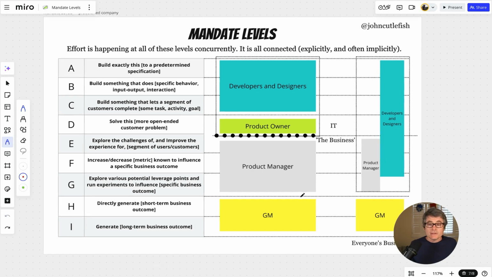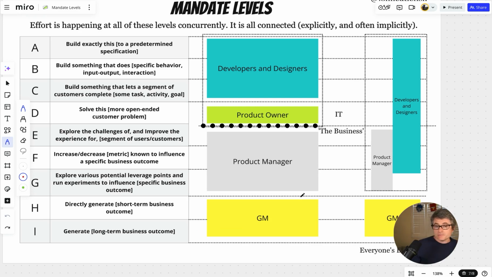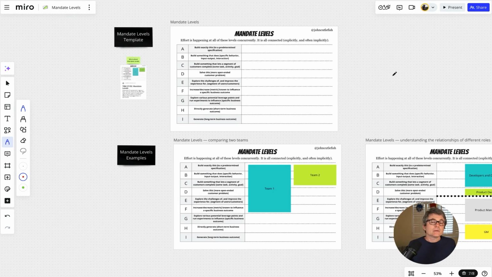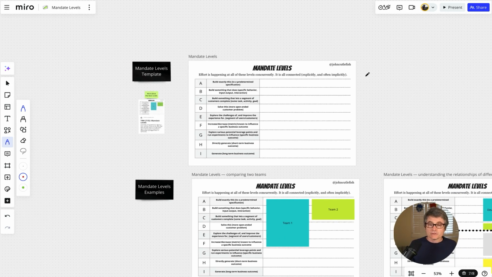Here's another example. You could compare two teams in your company, I guess. So in the leftmost model here, there's much more strict role boundaries. And in the rightmost model, it's much more flexible. Developers and designers and product managers overlap. Anyway, so what are some tips for using this particular model?